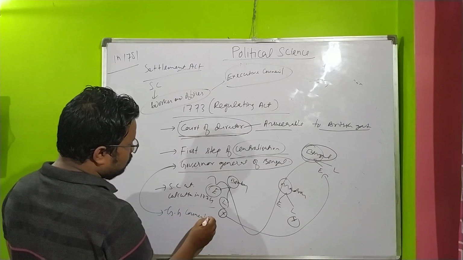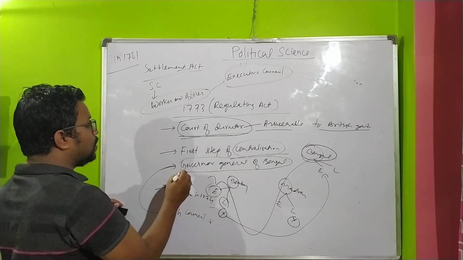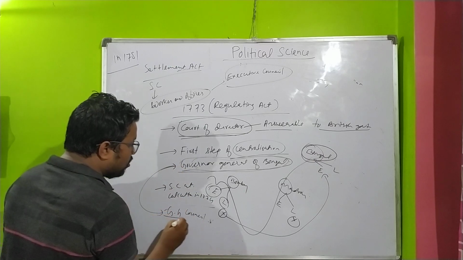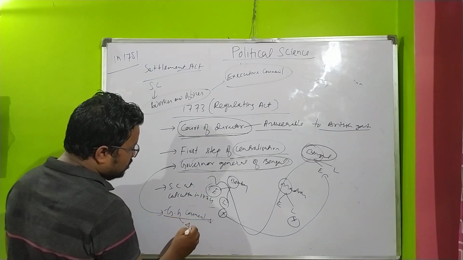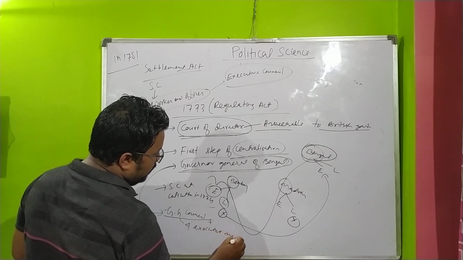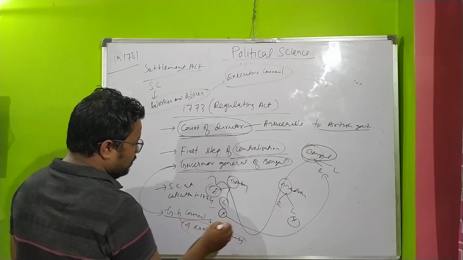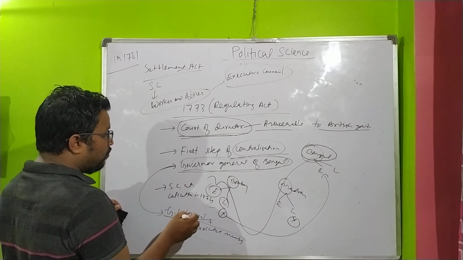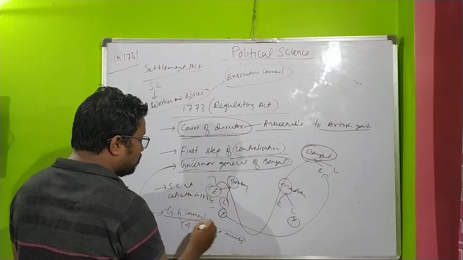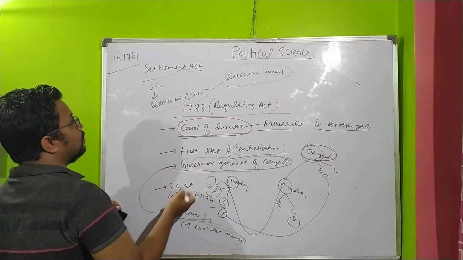The Governor General Council was formed in order to help the Governor General of Bengal. In the Governor General's Council, there were 4 executive members. These 4 executive members were formed in order to help the Governor General of Bengal.